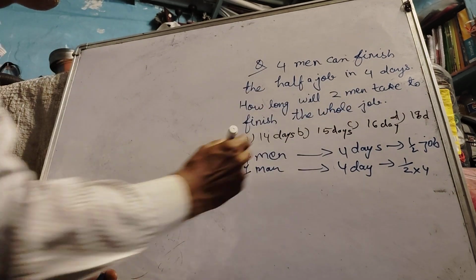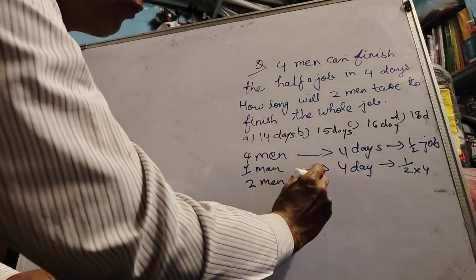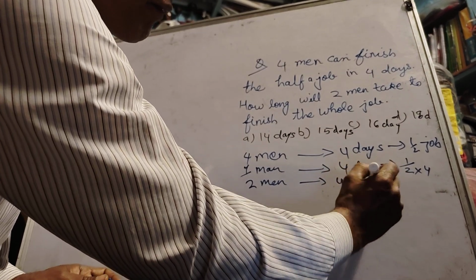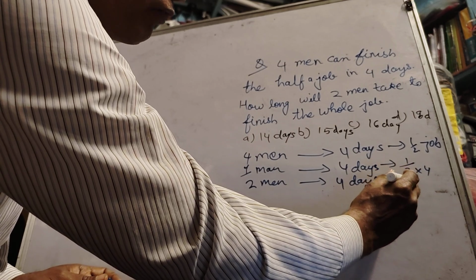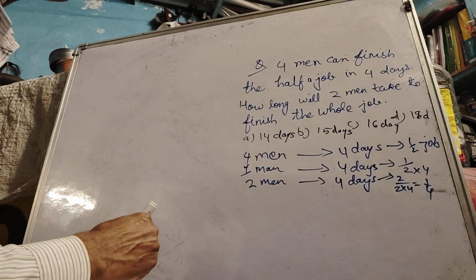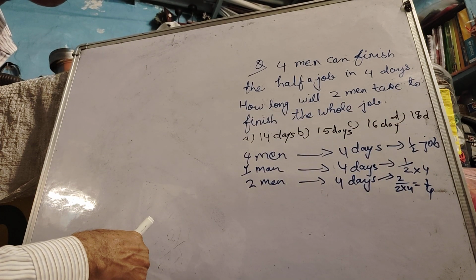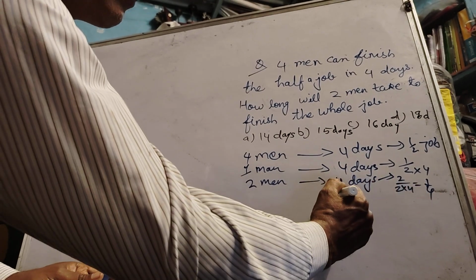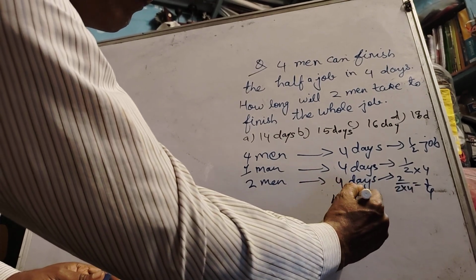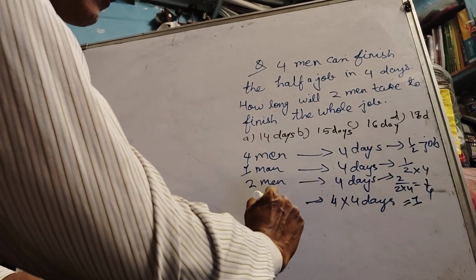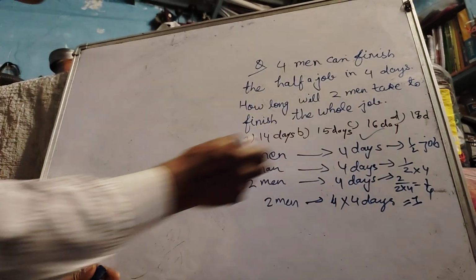So there are 2 men. So 2 men in 4 days complete how much work? We write 2 in the numerator. So 2 into 4 means 1 fourth. 2 men do 1/4 of the work in 4 days. So there is 4, this 4 comes here. So 4 into 4 days, the 1 job is completed by 2 men. So 16 is the correct answer.